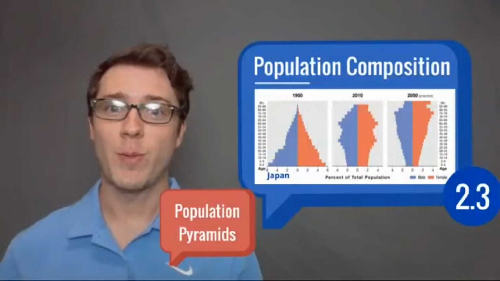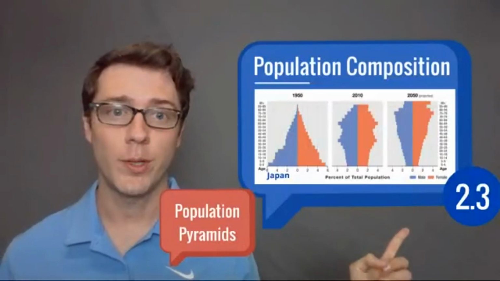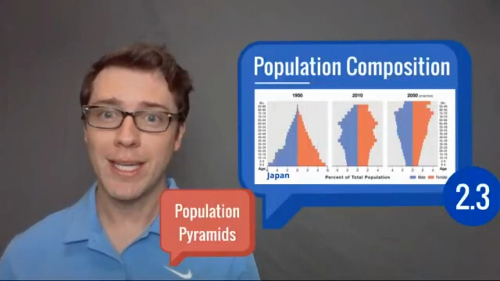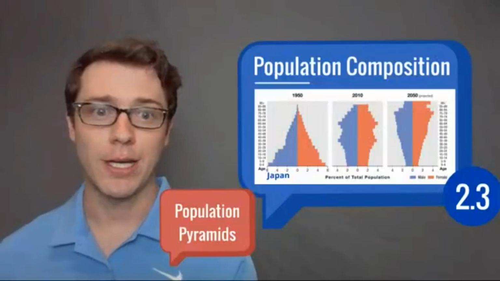Today we're going to get into population composition, which is topic 2.3. So we're going to look at how the population breaks down and the important statistics that we need to understand for that.